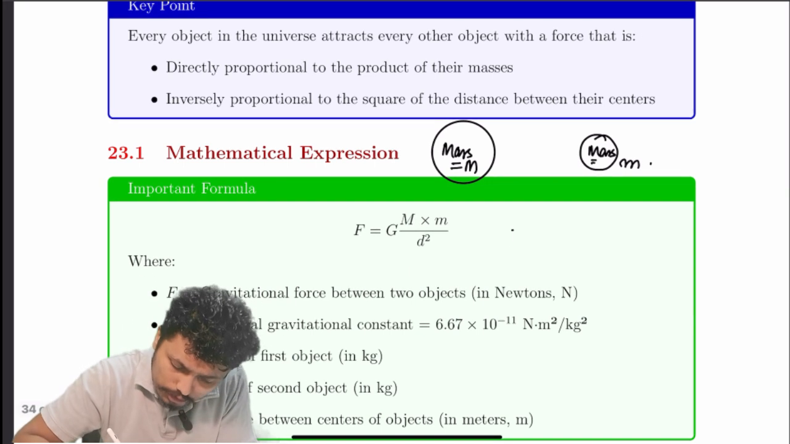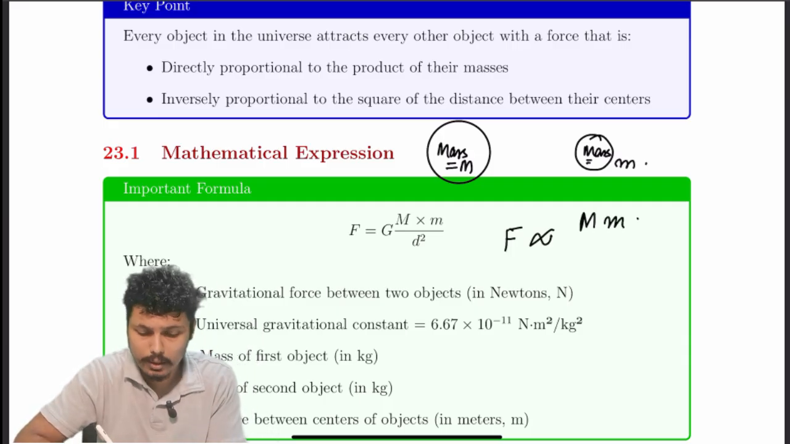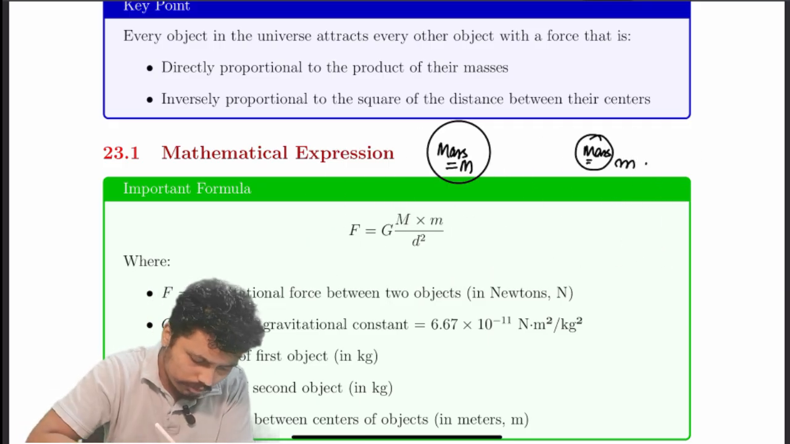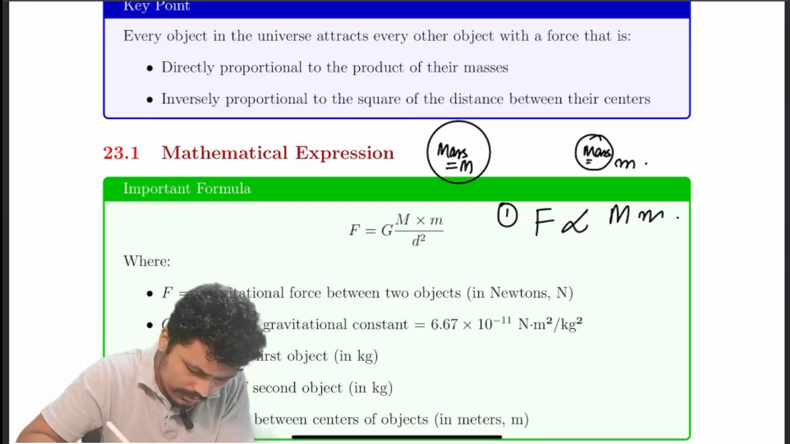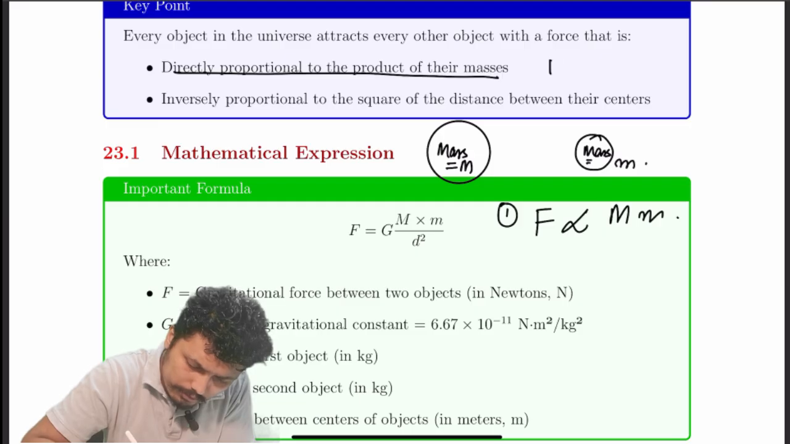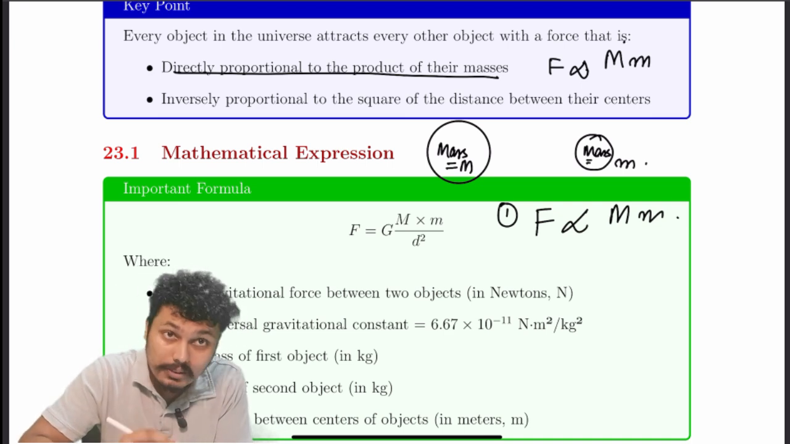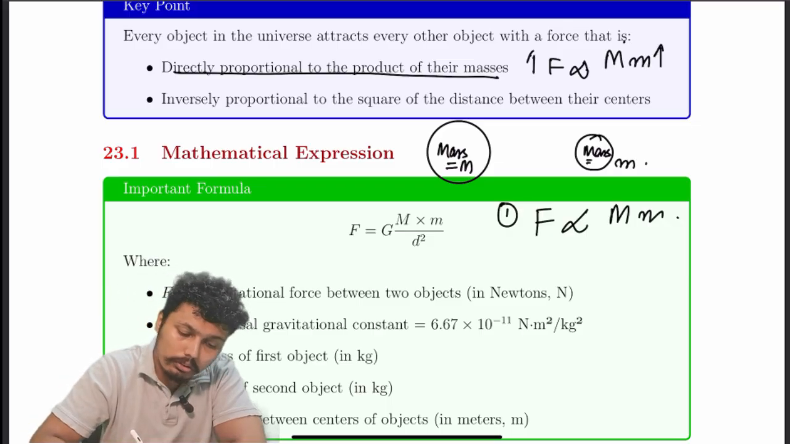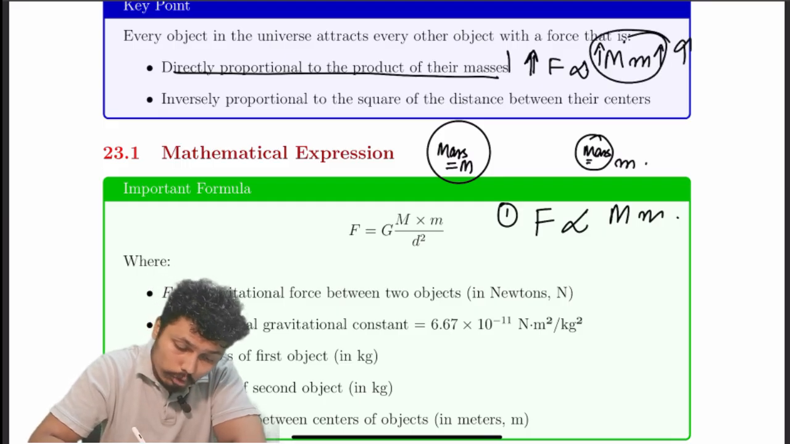And he said the force between these two is directly proportional to the product of their masses. First point: force is directly proportional to the product of their masses. Directly proportional means if there is more mass, force will be more. Do you know what proportional means? If the mass is more, the force will be more. If this mass increases, or this side you increase, force also will increase. This is the meaning.